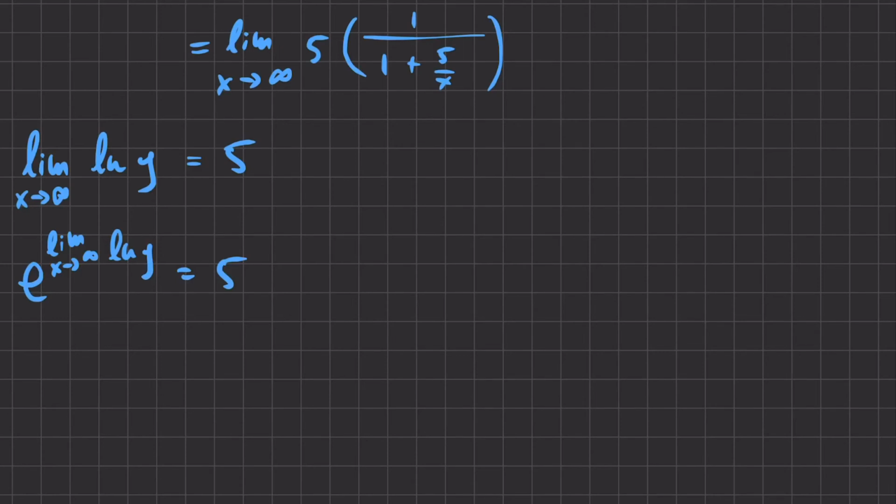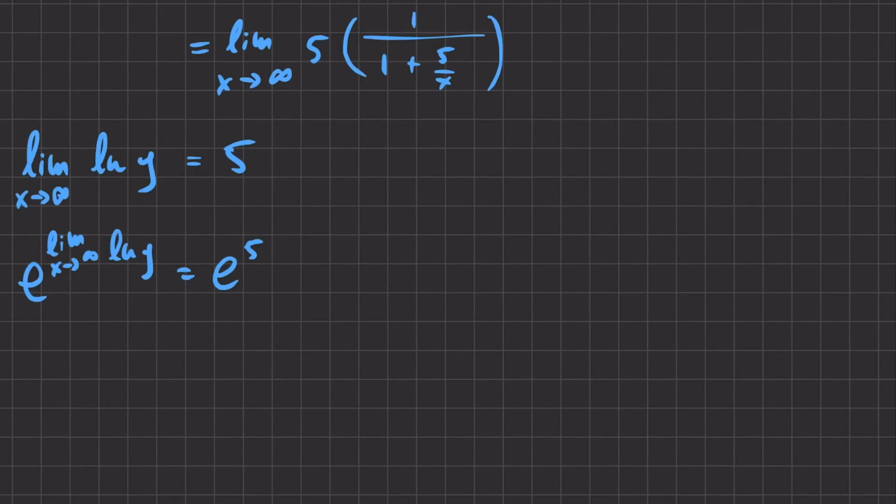Well, because I'm going to want to get this. Oh, I forgot. This should be e to the 5. The reason I want to do that is because I don't care what ln of y is, I just want to know what y is. Okay? So in a sense I'm undoing the natural log there.